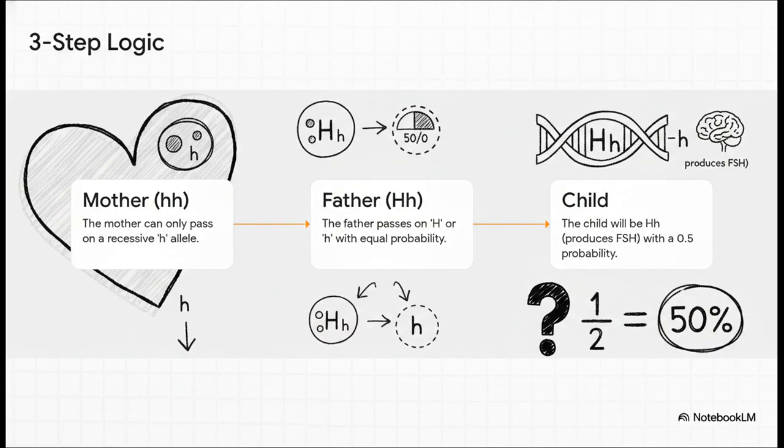First mark. You state that the mother can only pass on H. Second mark. You state that the father can pass on either H or h with an equal chance. And the third mark. You combine those facts to conclude there's a 0.5 probability of getting the Hh genotype, which is the one that produces FSH. And that is your full mark answer.